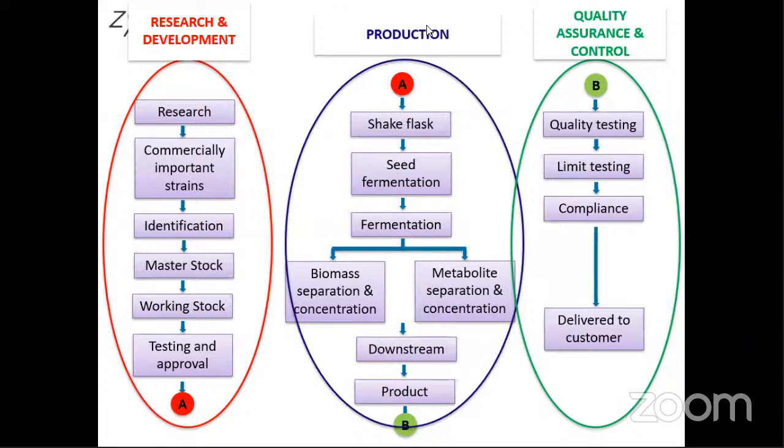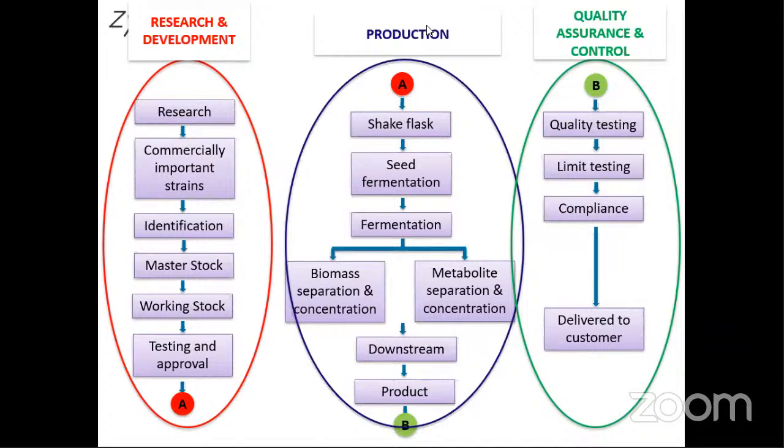Then collectively with the production team, they will perform the upscaling. Then for the final production, from shake flask, seed fermenter, fermentation, the production team will be solely responsible for this process. And then either there will be a biomass produced, or the metabolites will be produced, which can be separated or concentrated, which is a downstream process, and then we get a final product.